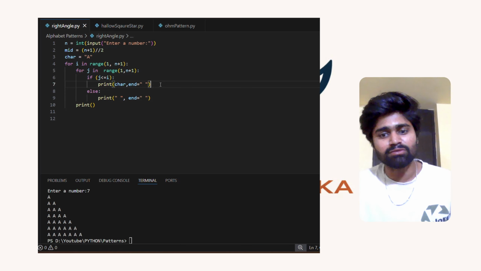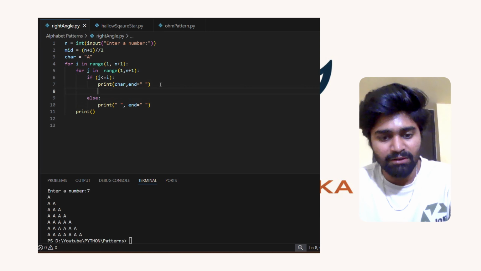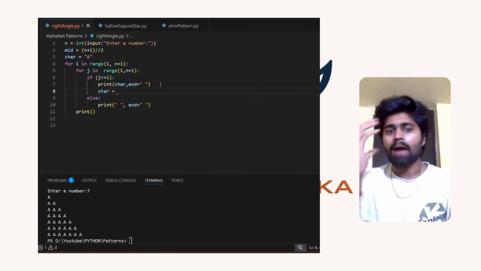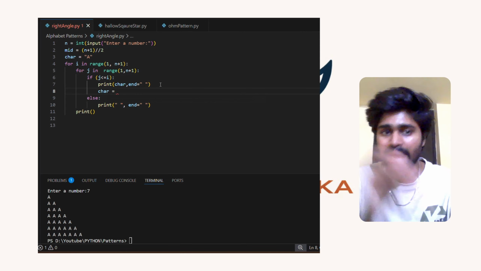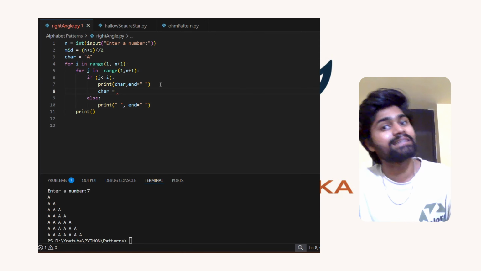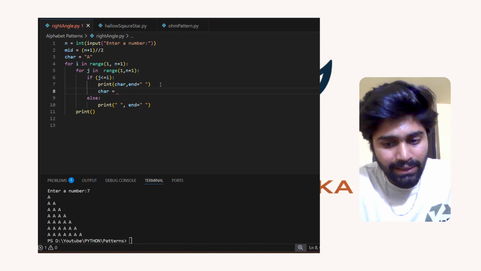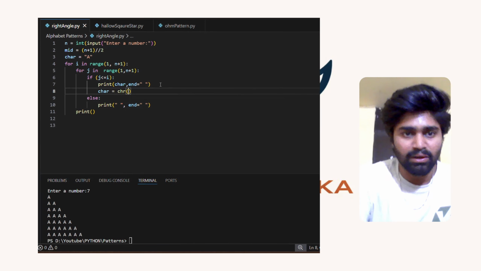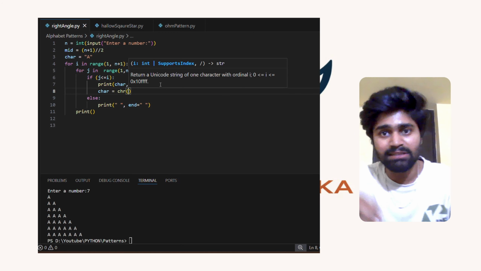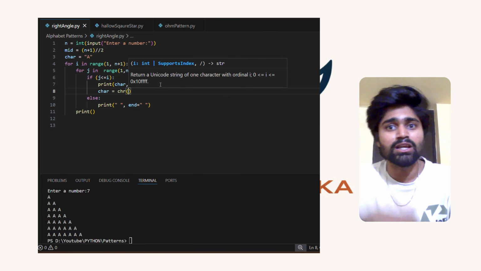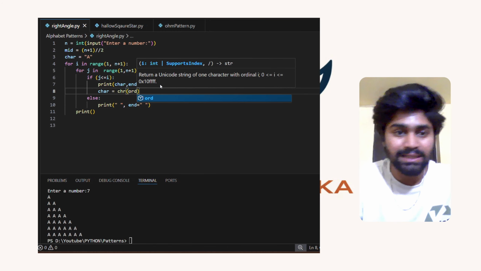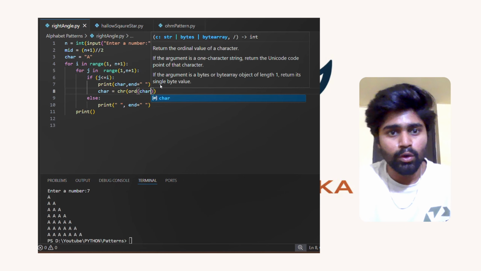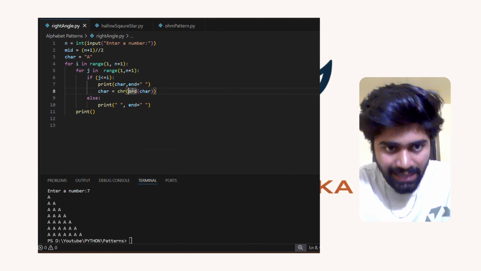To change the value of the character, there is one logic here. That is nothing but I'm going to assign a new character to the character variable by getting the next character. How to get the next character? To get the character, there is a function called the CHR function, by providing the ASCII value. To get the ASCII value of a character, there is one more function called the ORD function. First, I am going to get the ASCII value of the current character.